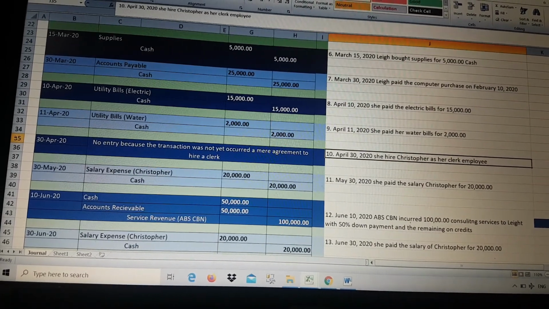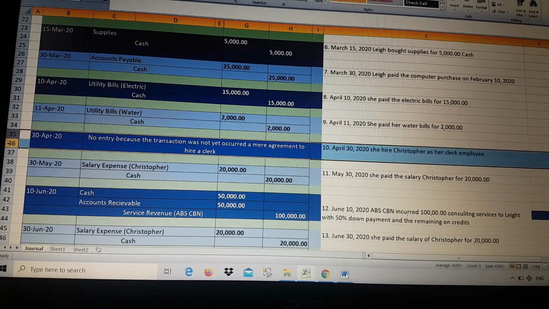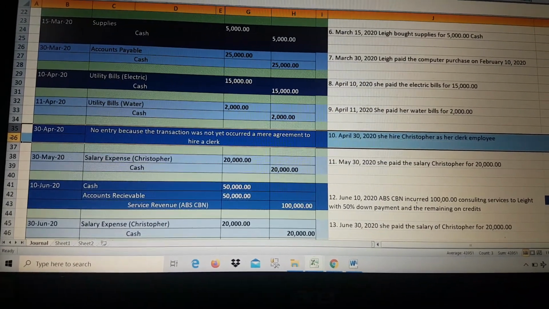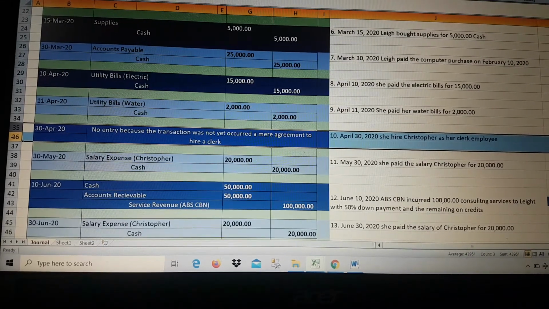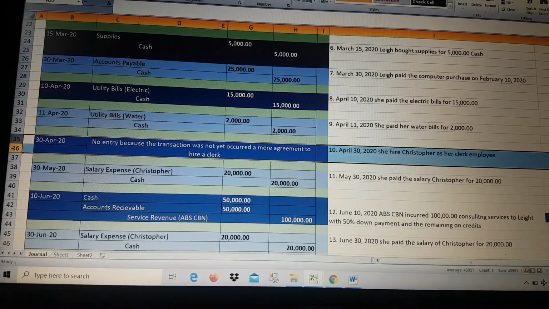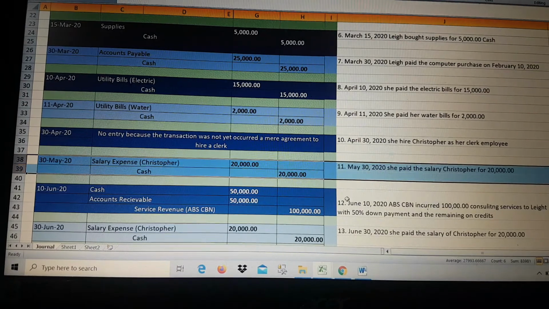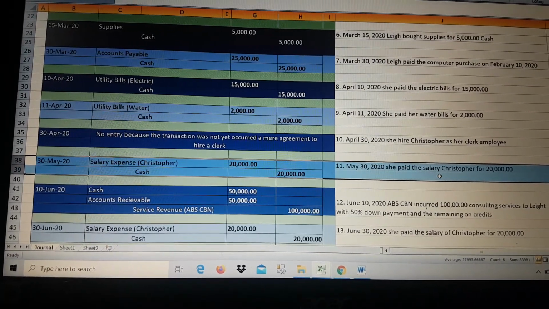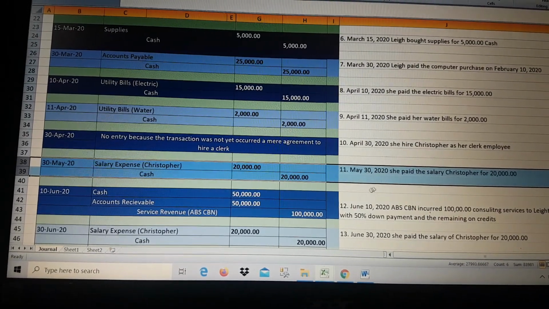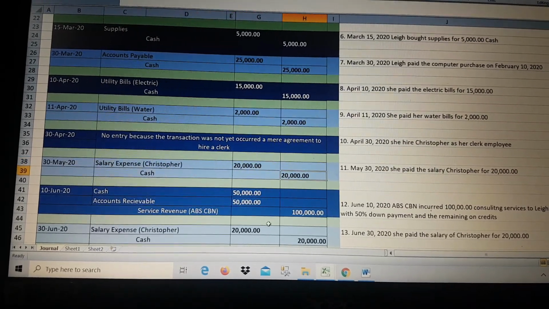So, this is what I was telling you, the non-accountable event. Because it's a mere contractual agreement and no party has rendered or given anything yet. No services and no payment yet. So, it's just a mere contractual agreement. Next, she paid the salaries. This time, Christopher already rendered service and she was incurring liability for a month. So, that's why salaries expense, 20,000, and then cash 20,000.